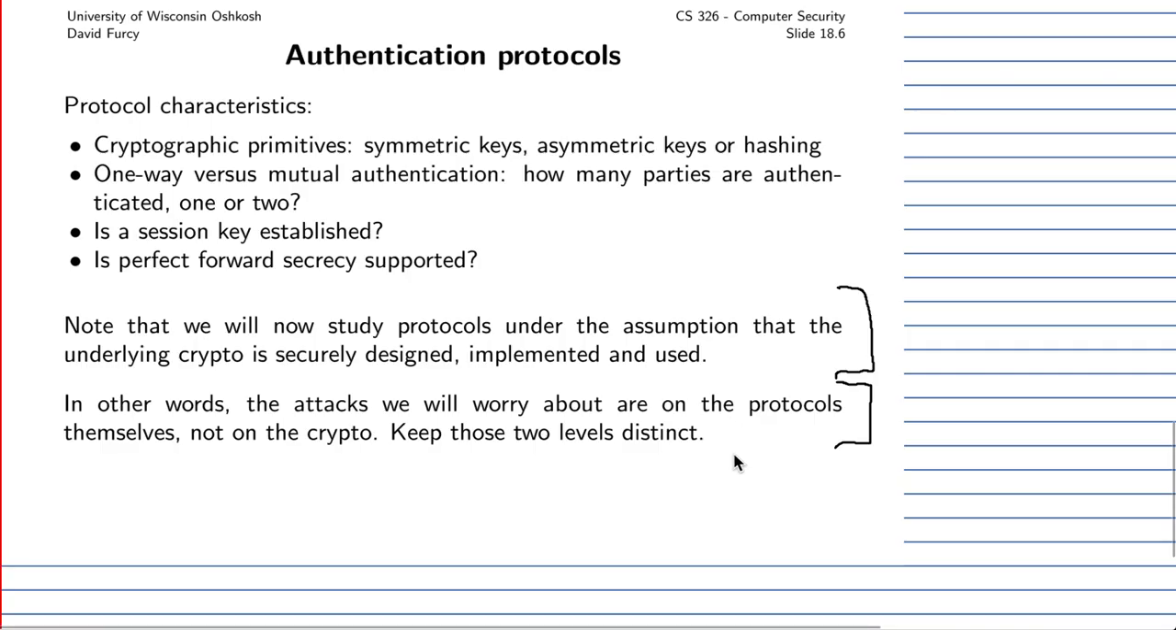When you're studying a protocol, you could have an attack that relies on the crypto being unsafe. We're going to ignore those attacks because we already discussed the security of cryptographic primitives. But another level is that even if the cryptographic primitives are secure, it could be that their use in the protocol is not safe because of the way the protocol is designed. So again, keep those two levels of security distinct and remember which assumptions we're making in each discussion.